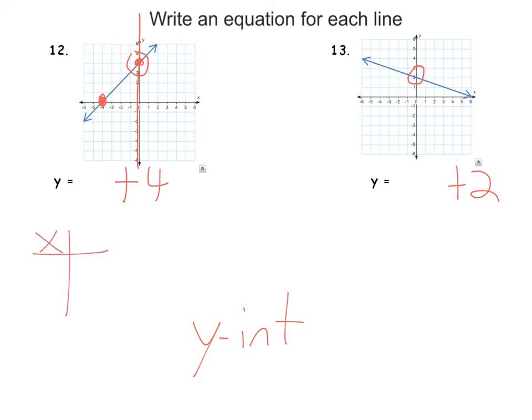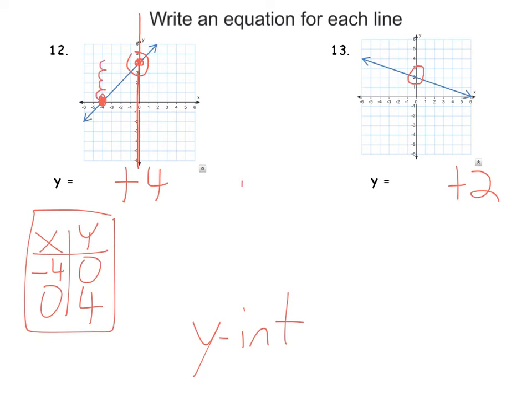My first point is at x equals negative 4, y equals 0. My second point is at x equals 0, y equals 4. So I can either use my table to figure out the slope, or I can just count. 1, 2, 3, 4, up. 1, 2, 3, 4, over. So my slope is just 1. Putting it into my equation, y equals 1x plus 4.